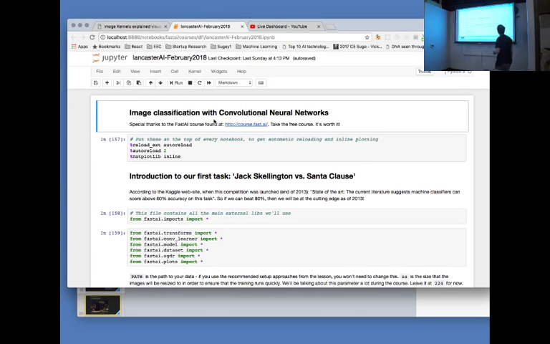Good. Okay. So I'm using Jupyter Notebook here, and we're logged into Paperspace because I don't have a GPU on this thing, so we're going to be using Paperspace. And this is image classification with convolutional neural networks. This is pulled from the FastAI course. I've used it there and just kind of modified it a little bit for what we're doing here.